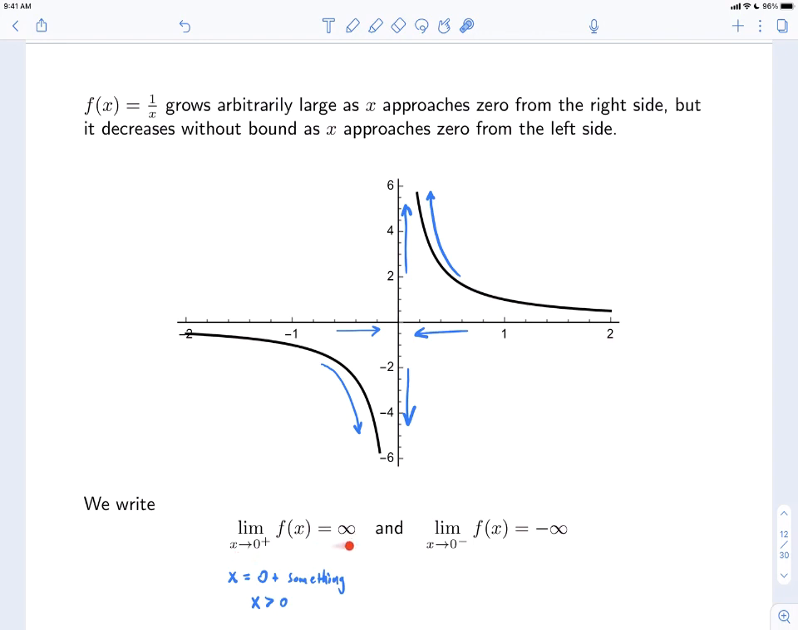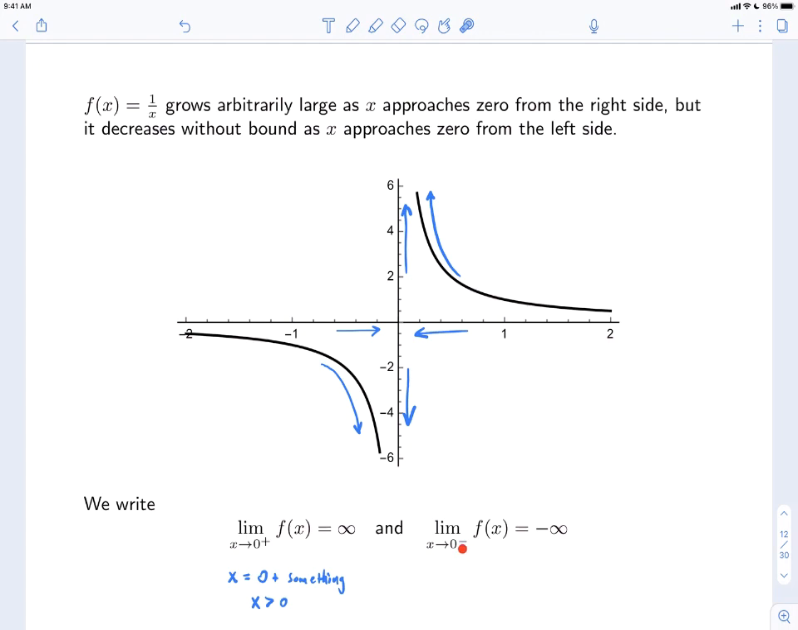equal to infinity. That doesn't mean that there's some number called infinity that the outputs are getting close to. This simply means that the numbers are growing larger and larger without bound. So we say that the limit equals something, but this is just notation, which means that it's growing larger and larger without bound. Similarly, if we're approaching from the left, then we write the limit as x approaches 0 minus.